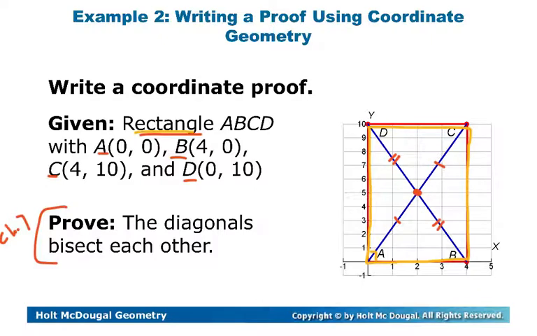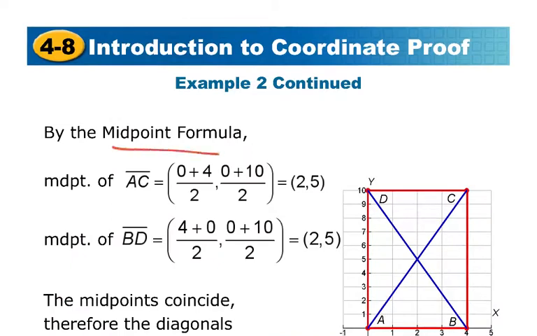bisect each other. So to start off this proof, we do want to find the coordinate of this. Not too hard to find out that it's over 2, up 5, but even though this diagram seems pretty to scale, we do want to use the midpoint formula to prove, okay? Because proving is not the same as "see, I did it."